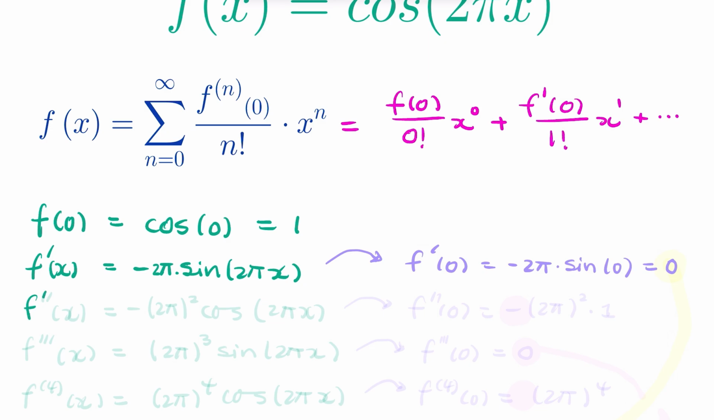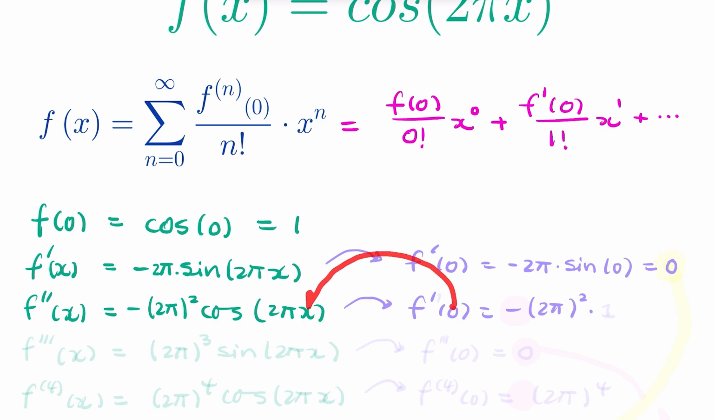Now, if we differentiate again to find the second derivative, the derivative of a sine is cosine. And again, we multiply by the argument, so it's minus 2pi now squared cosine 2pi(x). And again, if you find the derivative at x equals 0, that's minus 2pi squared times cosine of 0, which is 1.